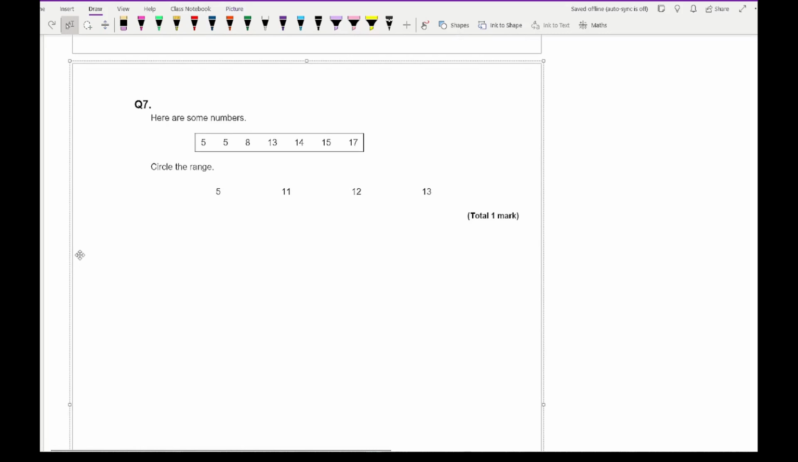Question 7 then says here are some numbers, and the question is asking us to circle the range. Well, again, the numbers are nicely in order, so it's going to be 17 minus the lowest number, which is 5, which is 12.